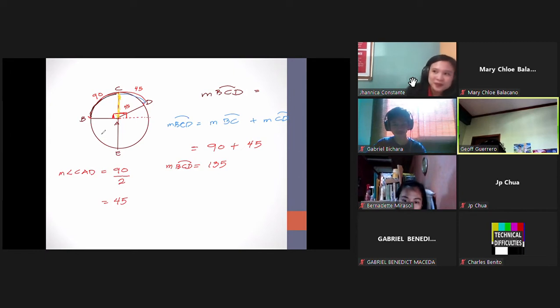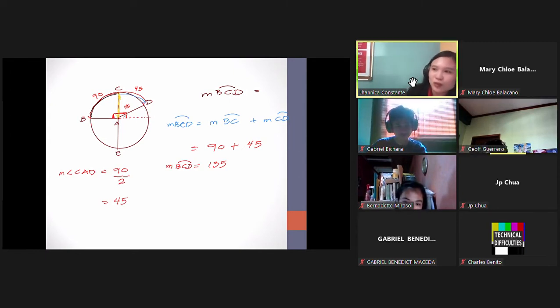Where did we get the 2? We get the 2 by getting half of the 90 degrees. Since we produce a 90 degrees, we create an imaginary line to find the measure of this angle that created a 90 degrees. This one.